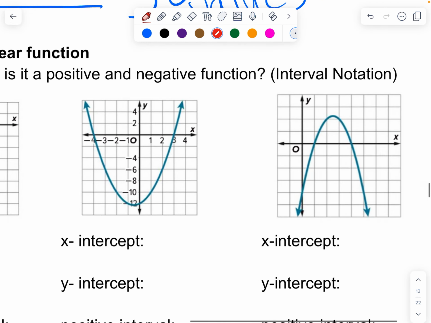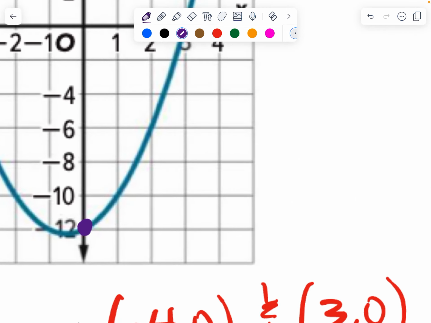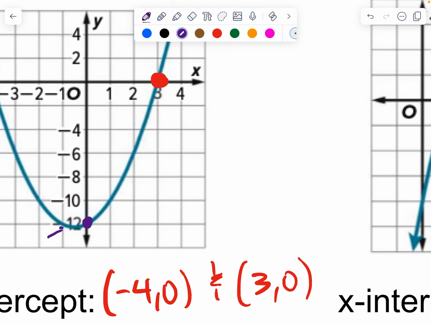Okay, so I'm going to come over here and we're going to do this one. So where does it hit the x-axis? It's going to hit the x-axis at negative 4, 0 and 3, 0. It's going to hit down here. If you notice, this looks like it goes a little bit below 12, or negative 12. I'm going to say that this point is actually 0, negative 12.